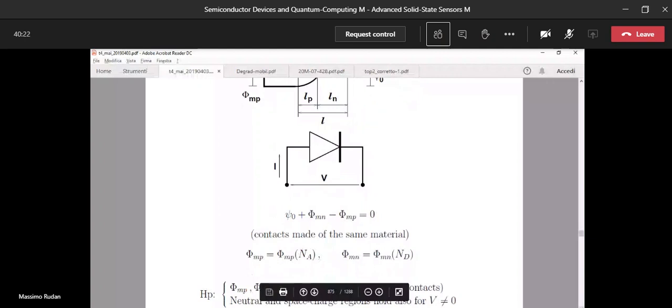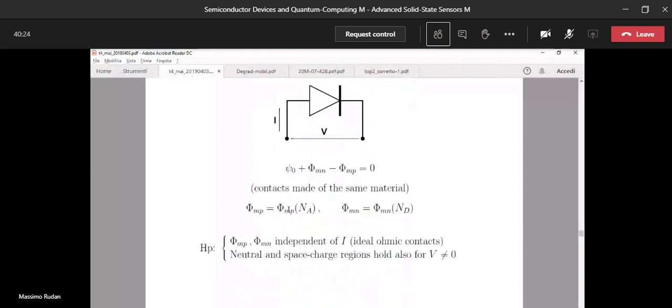Also, you should remember that the two differences in work function depend on the dopant concentration. So if you take another p-n junction with another distribution of dopants, phi mp and phi mn will turn out to be different.